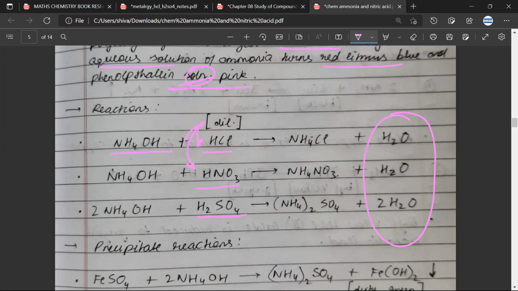these is dilute. So NH4OH or ammonium hydroxide reacts with HCl to form ammonium chloride and water. Ammonium hydroxide reacts with HNO3 to produce NH4NO3 or ammonium nitrate plus water, and then finally, this is the balanced reaction, NH4OH plus dilute H2SO4 or sulfuric acid gives ammonium sulfate plus water. Okay, so let's move on.